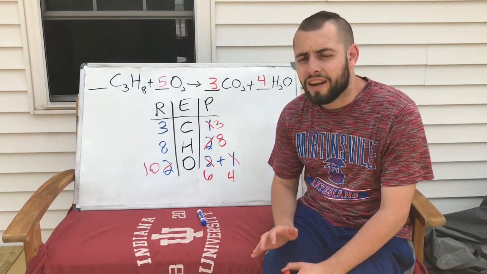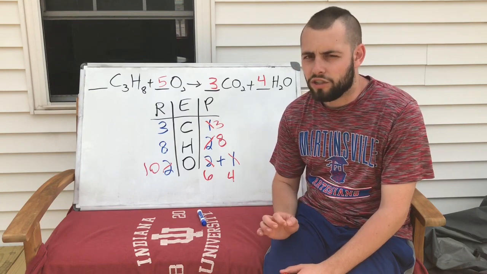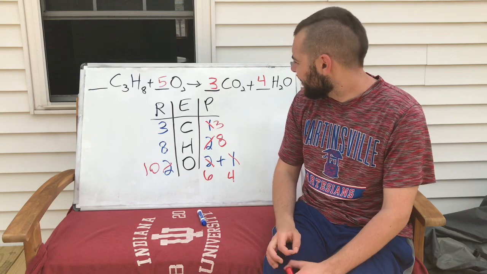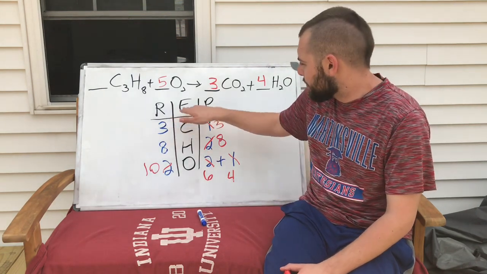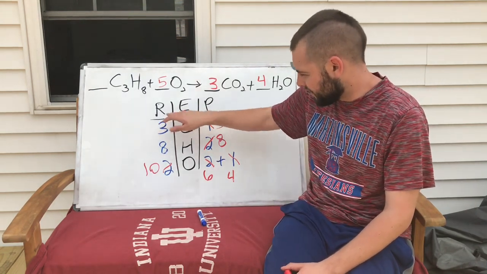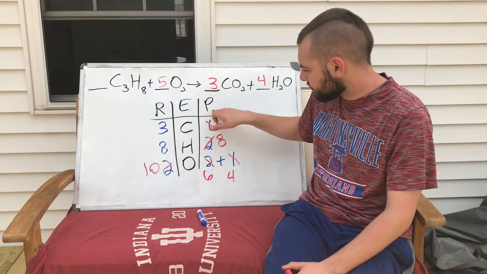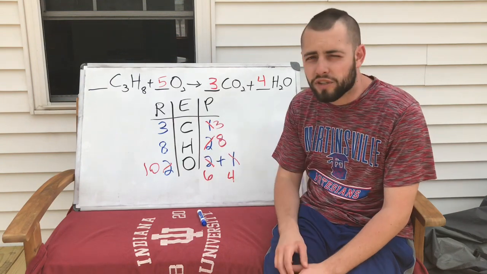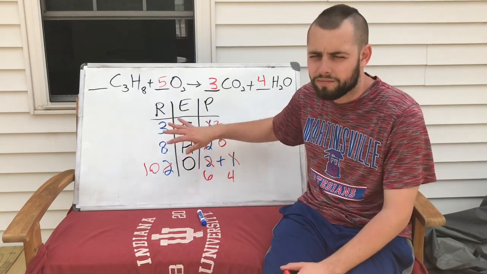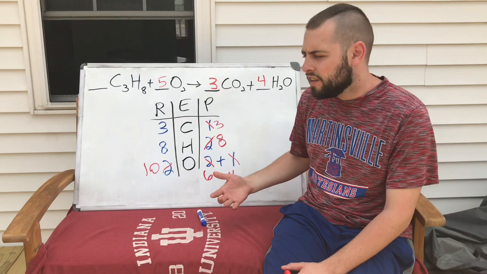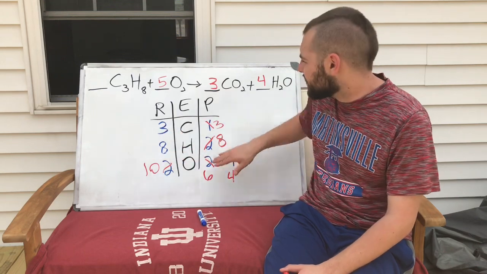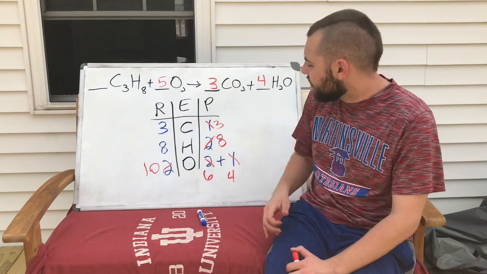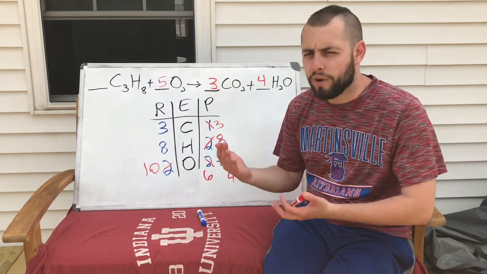So if you're given an unbalanced reaction, I'll usually give you blanks if it's unbalanced. Your job is to make a rep table: reactants, elements, products. Get an initial count. That's like my numbers in blue here. That's the initial count. And then start changing those counts. Put in coefficients to change the number of atoms until it's equal on both sides.